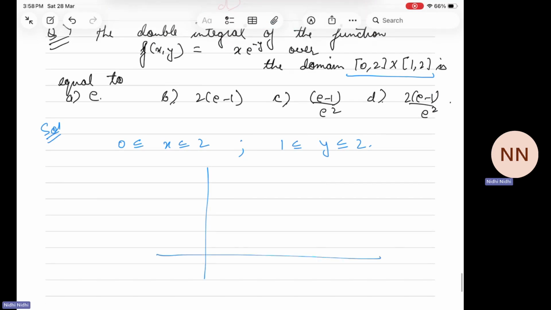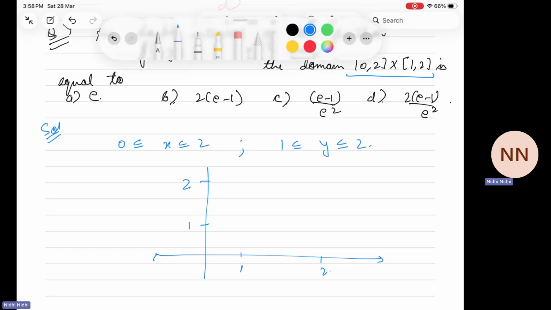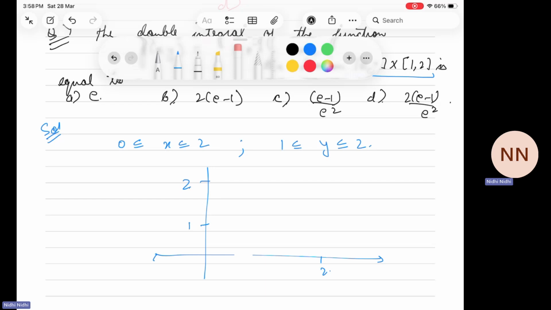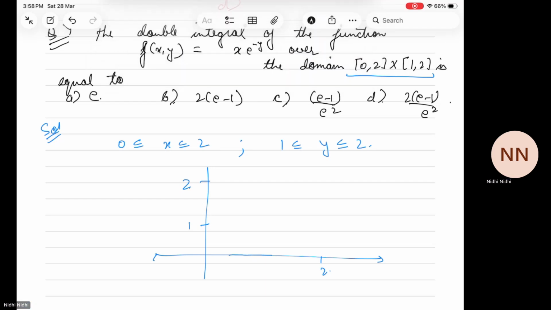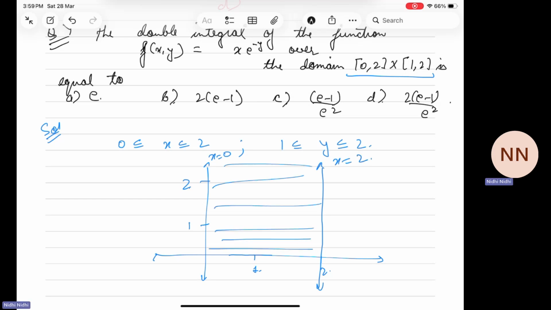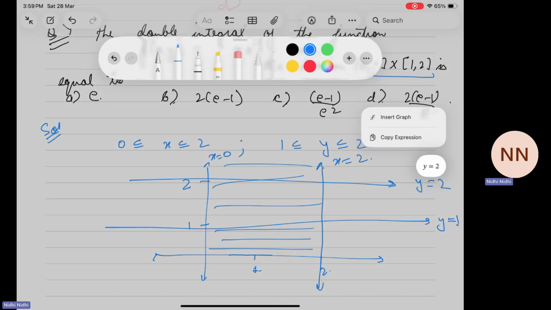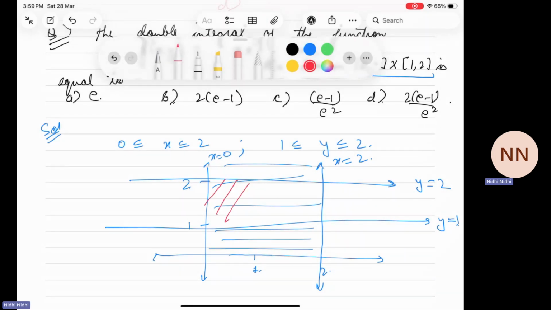So if this is the x-axis, this is x equals 1, x equals 2, y equals 1, y equals 2. Sorry, we want x from 0 to 2. So this is x equals 0. This is x equals 2. So x lies in this region. And this is y equals 2, this is y equals 1. So the overall region is this.